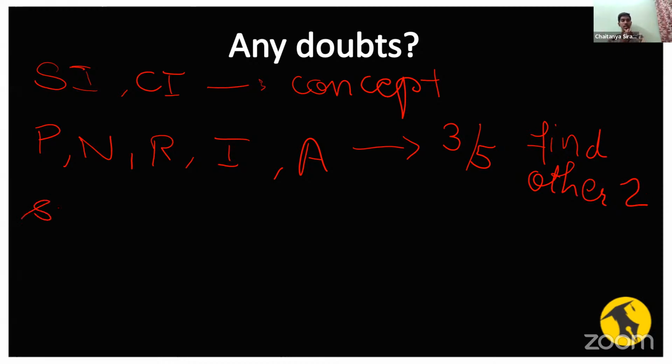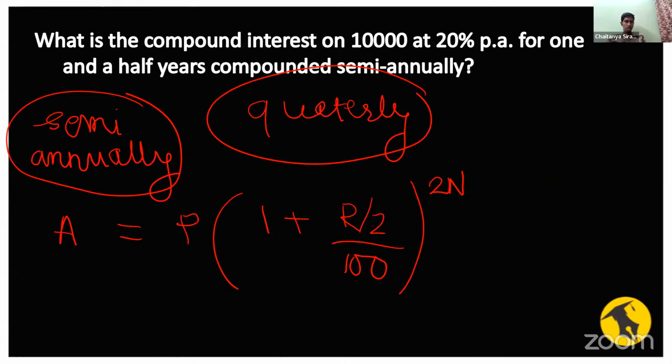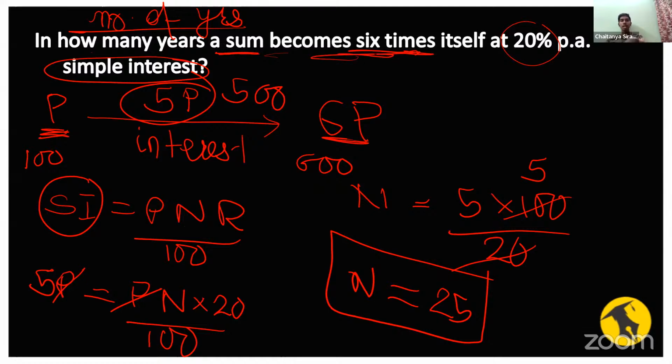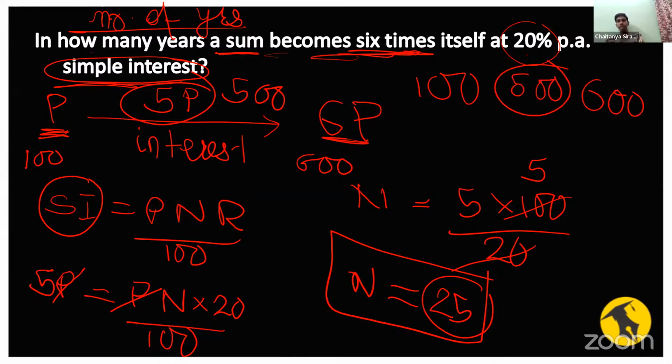The next was where it was doubling or n times in how many years? We did the same question for simple interest, if you remember. In how many years a sum becomes six times of itself. So it was coming as 25. So why six times? If I started with 100, I would get 600. So my interest would be 500. And so it takes 20% per annum. So you can divide 500 upon 20 and you can get 25 as your answer.